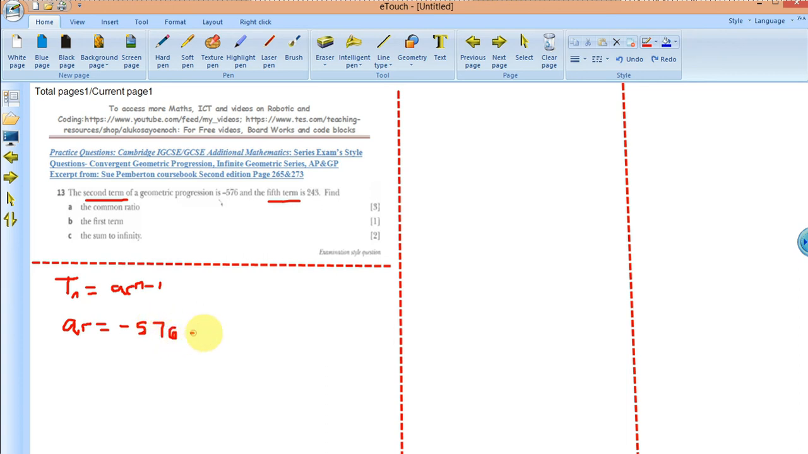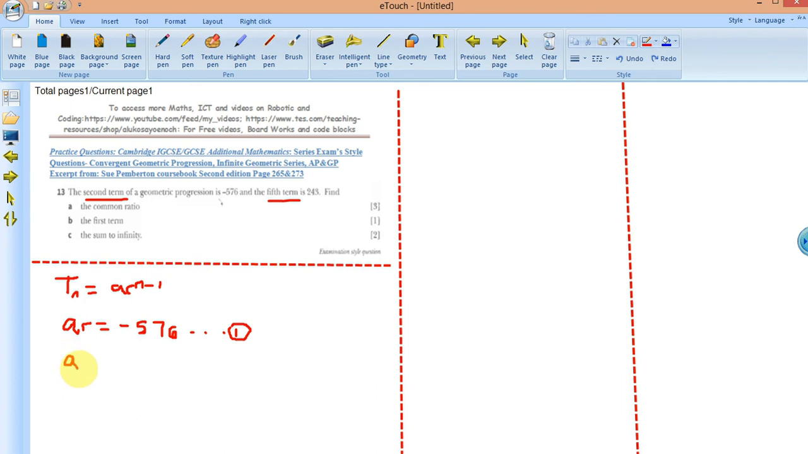So equation 1. And the fifth term will be AR raised to the power 4, because 5 minus 1 is 4. And that is given to be 243. Let's tag that equation 2. So I need to find R. The best thing for us is to go ahead and divide equation 2 by equation 1.